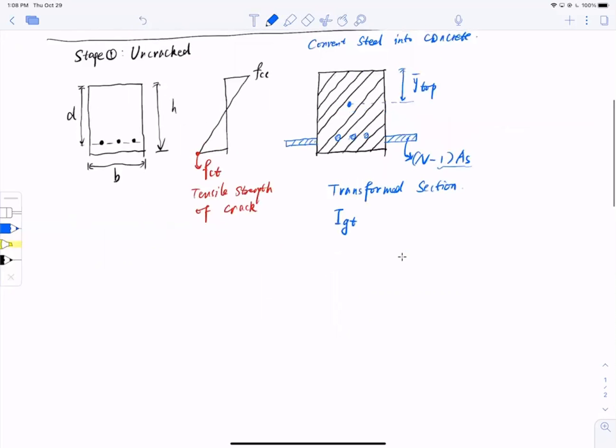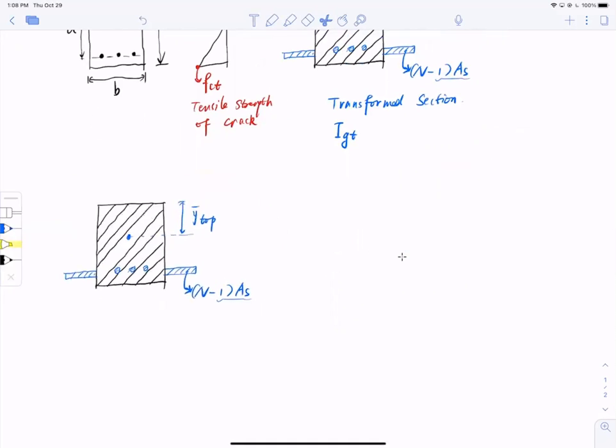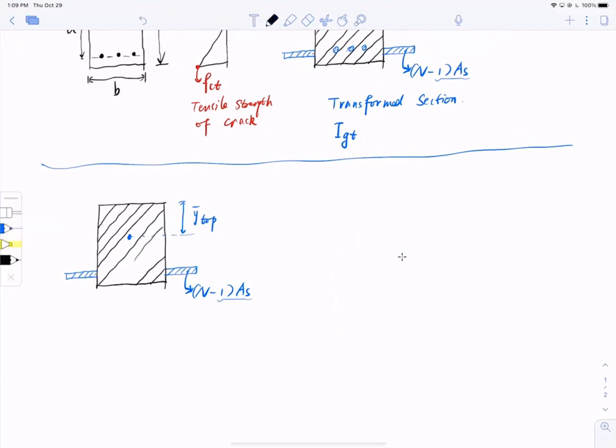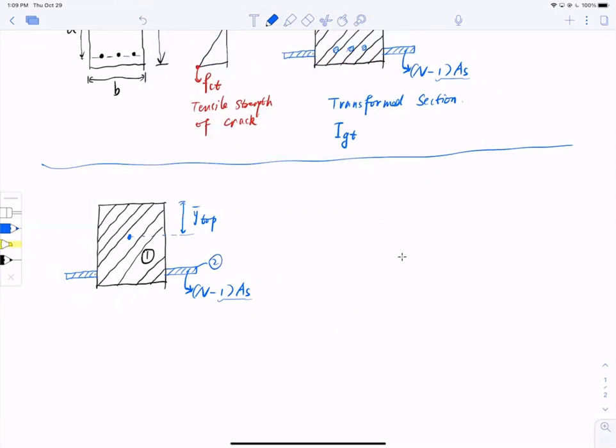So let me just copy this section right here and drag it down here so we can take a look. Now I can simplify a little bit more. I'm going to divide the section into two pieces: the filled-in black piece, which I call part one, and the blue piece, which I call part two. First, I need to find the center of this section. So I need to find y top, which equals (A1 y1 plus A2 y2) divided by (A1 plus A2).